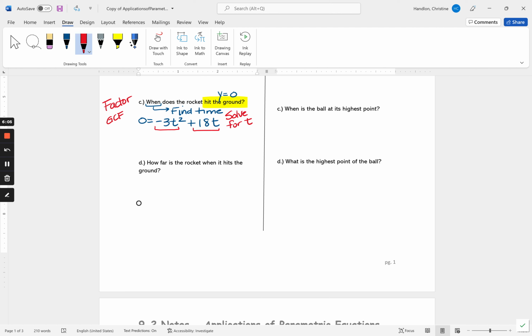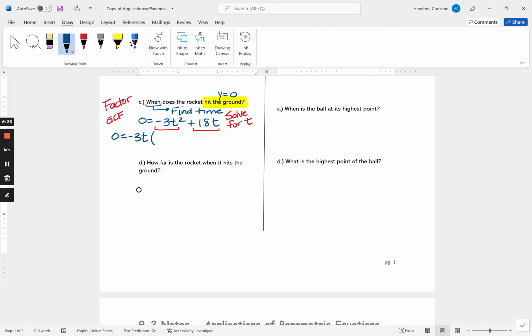In this case, let's look at the negative 3 and the 18. Both those numbers are divisible by 3, so that's one of the factors. I'm going to write 0 equals, and pull out a negative 3. Then I look at the t squared and the t, and both of them share one t. So the greatest common factor in this case is a negative 3t.